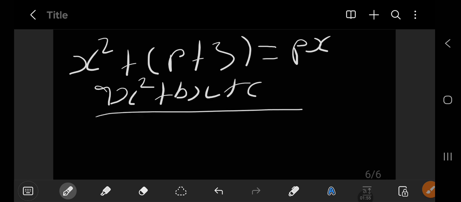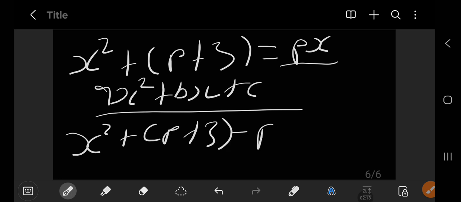And for it to be in this form, we have to check from our equation: is our equation in standard form? It's not, because we have the px here and it's kind of behaving like bx, and when we look at it, we can actually rearrange this to be in the form ax squared plus bx plus c. So I'm gonna say that we're gonna have x squared plus p plus 3 minus px. So we said for which the equation has equal roots, then we're gonna equate it to 0.